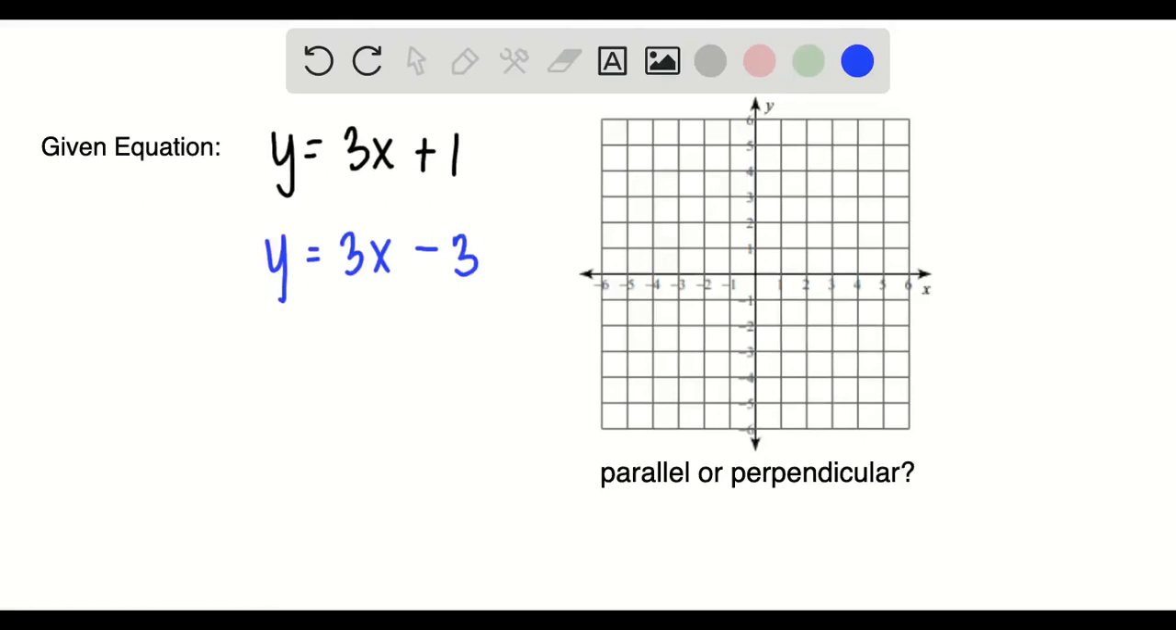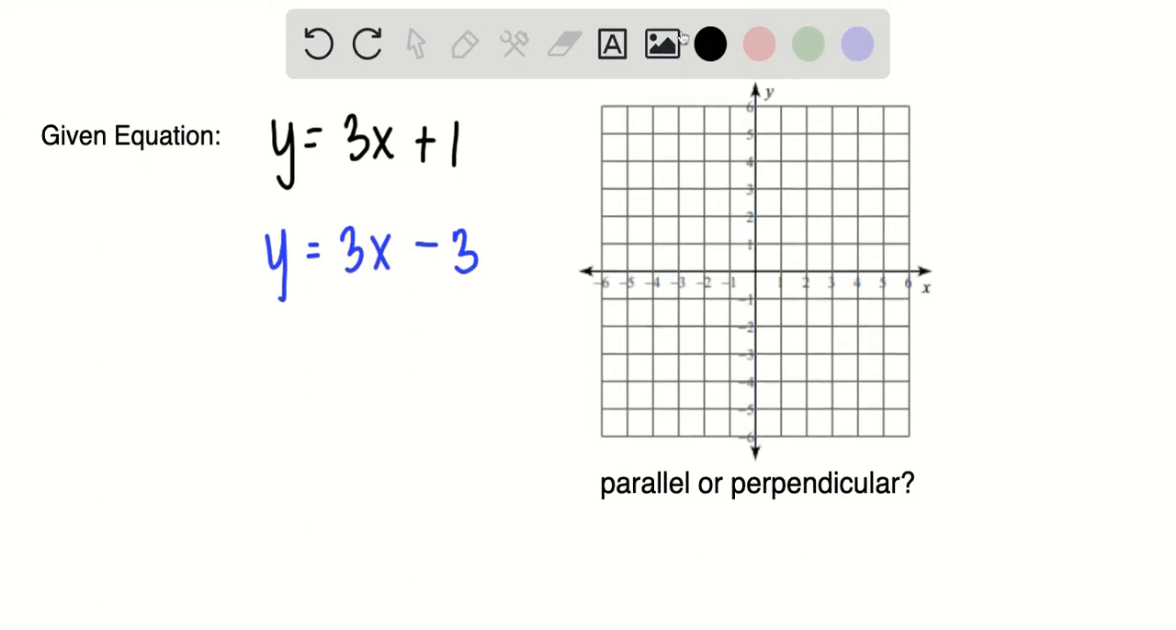In this problem, we're given two linear equations and asked to graph them to determine if they are parallel or perpendicular lines. We're going to graph the first one, written in black ink, that says y is equal to 3x plus 1. Again, our slope is 3, and our y-intercept is 1.